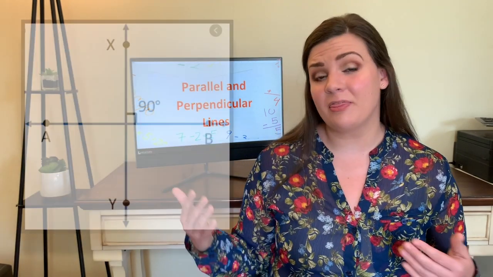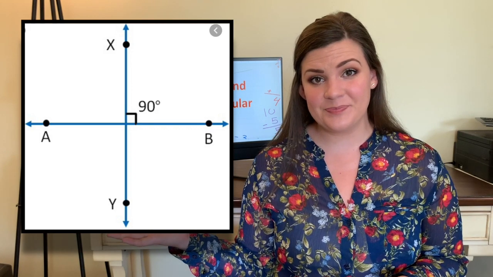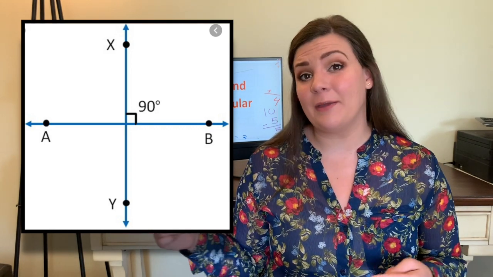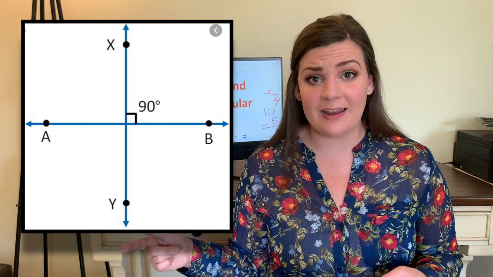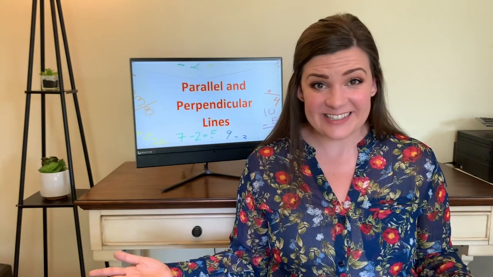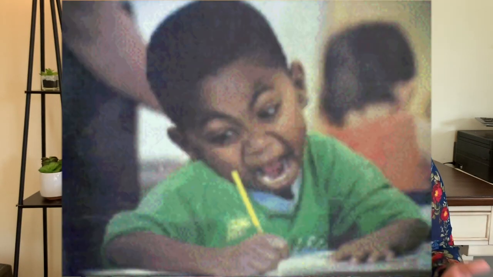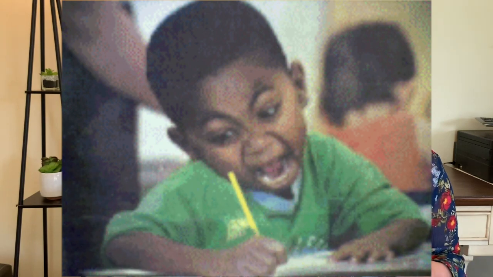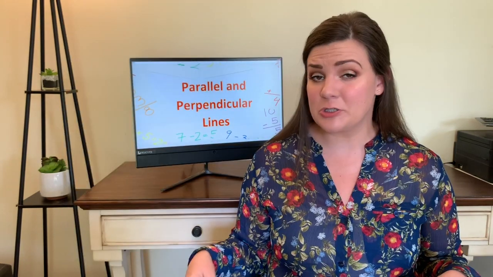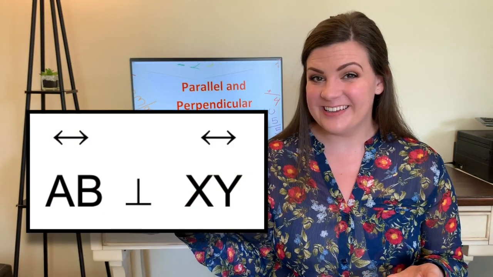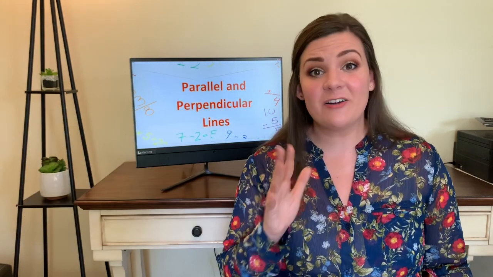It's your turn again. Can you describe these lines? Did you say that line AB is perpendicular to line XY? Great! Now let's see if you can write that down using the symbol I showed you before. Does it look something like this? Awesome.